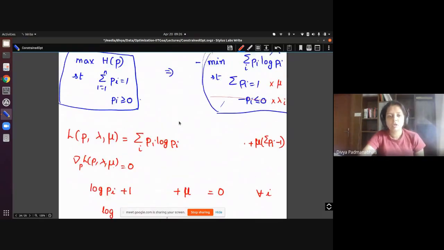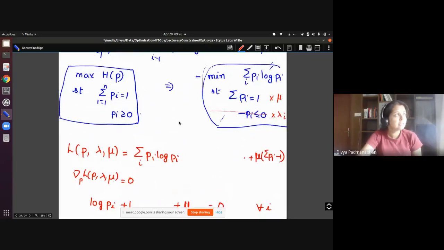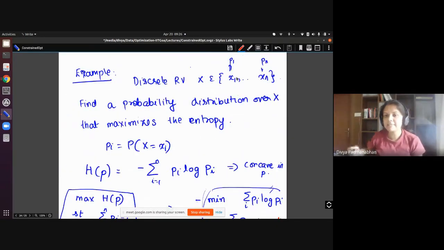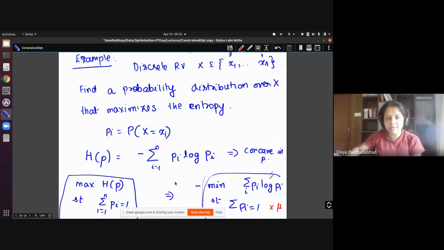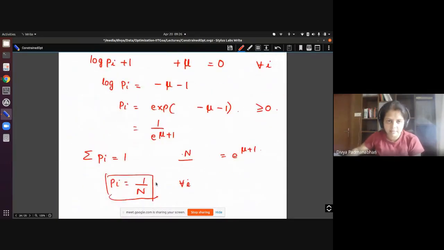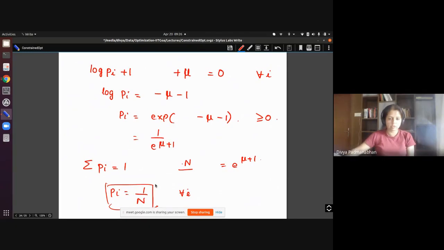So this is actually a well-known thing in entropy. If each of the points x1 to xn takes an equal probability, that's when there is a maximum uncertainty in the system, right? The entropy essentially captures that fact, and it is quite intuitive that the probabilities are 1 by n. This is the entropy maximizing distribution.